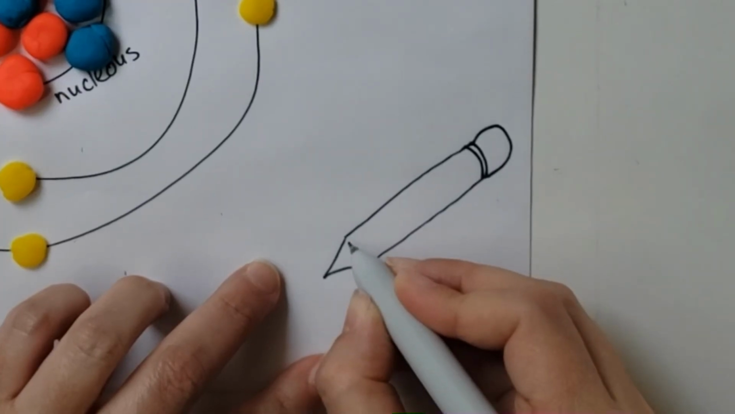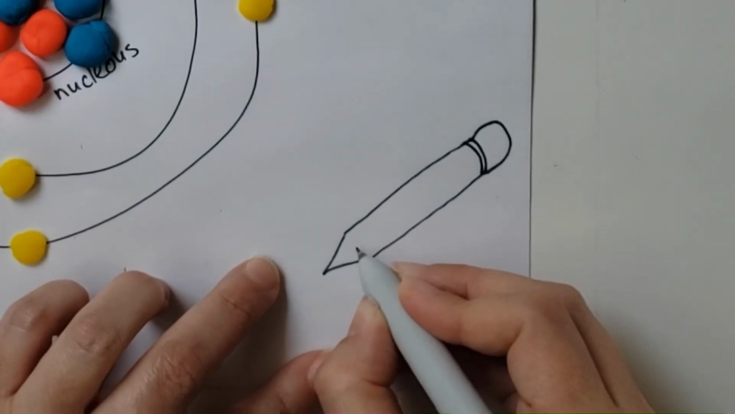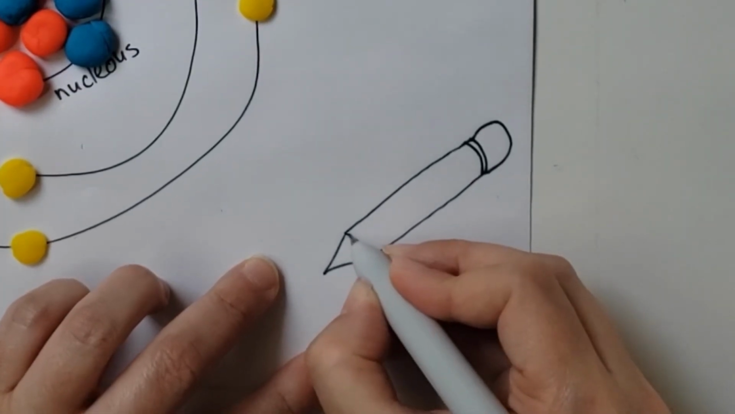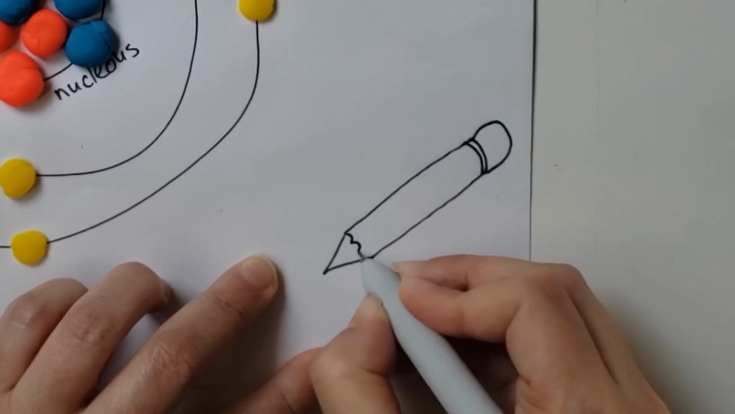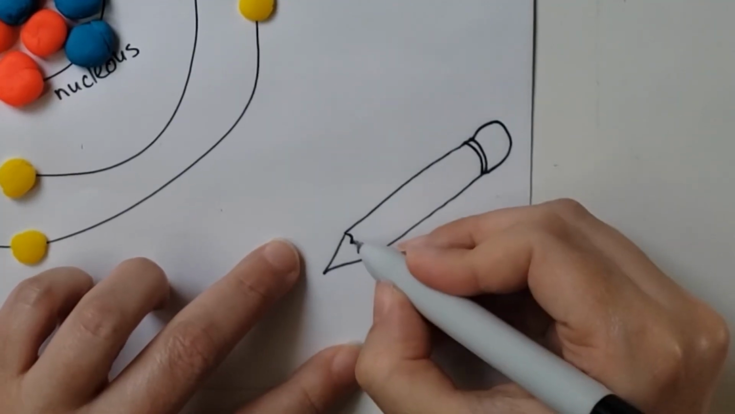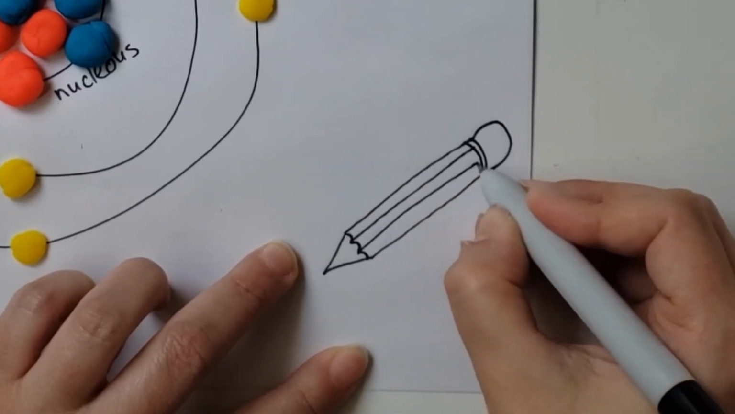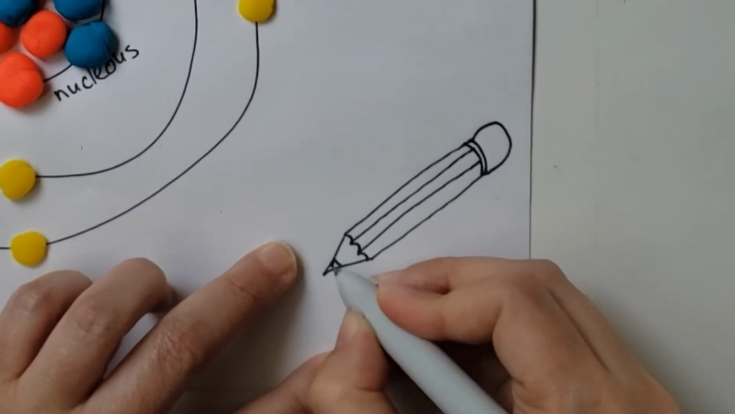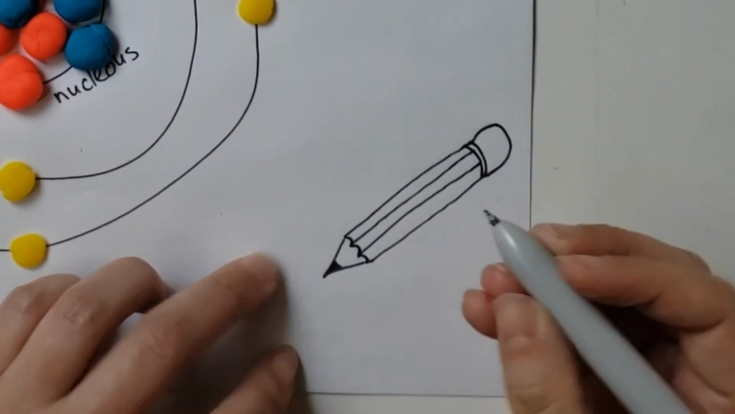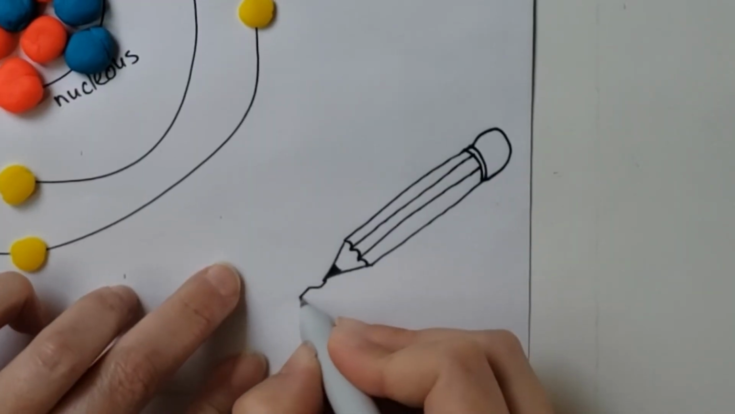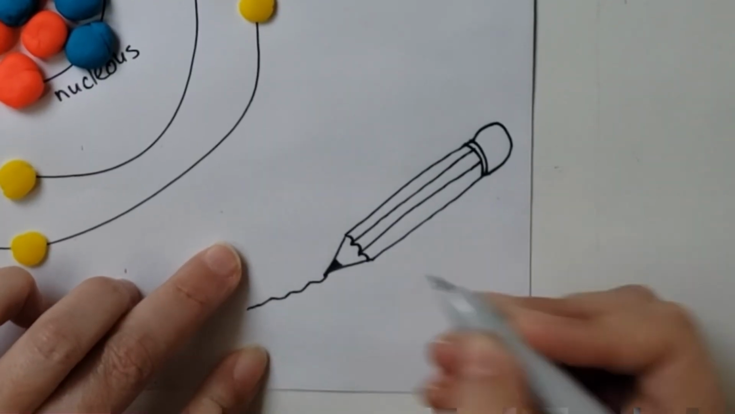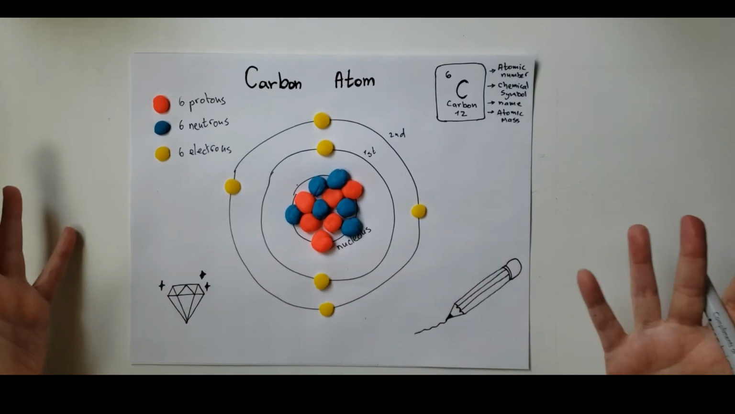Now let's add a little flower pattern at the bottom, like this. Let's connect it with the top. Don't forget your graphite, it's right here. And let's add a little squiggly line. Here we go. We have a pencil with a graphite.